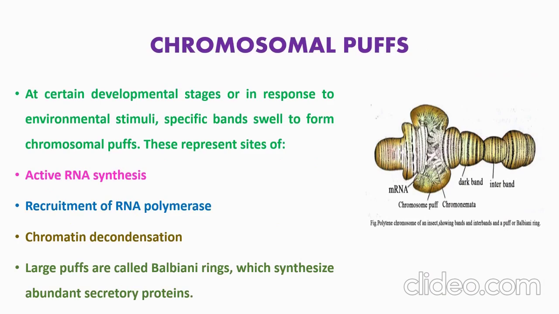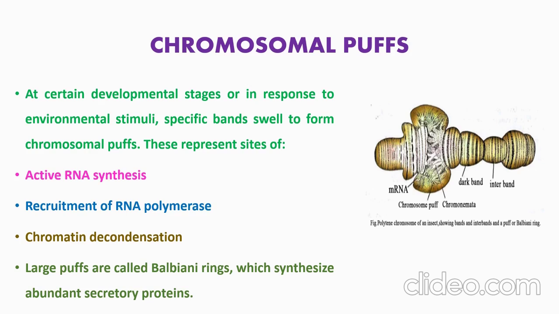Chromosomal puffs are localized swellings that appear in specific bands of Polytene chromosomes at particular developmental stages or in response to environmental and hormonal stimuli. These puffs represent regions of intense gene activity where the chromatin undergoes decondensation to allow access to the transcriptional machinery.